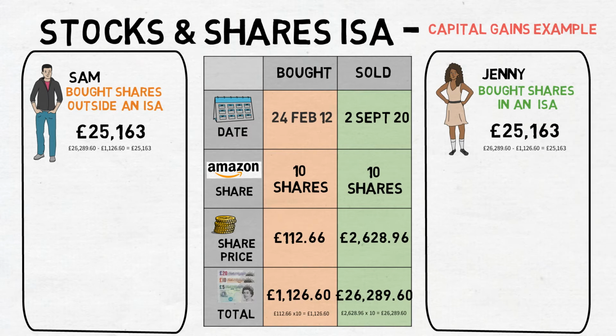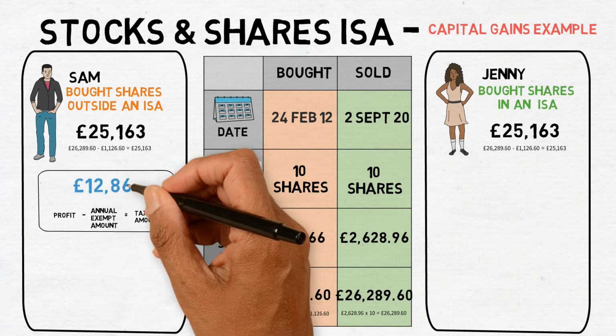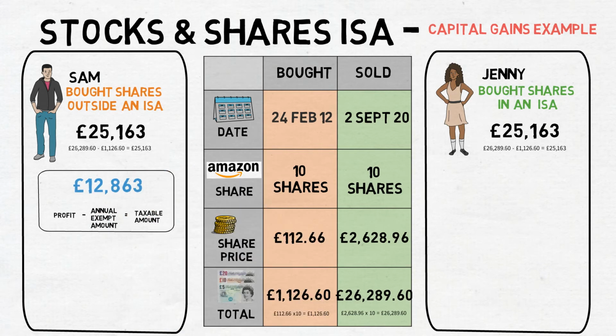However, as Sam did not buy his shares through an ISA and the gain is above the annual exempt amount, he must pay capital gains tax. Capital gains tax is paid on the profit remaining after subtracting the annual exempt amount. This is £12,863. Note, I've added the calculations to explain the numbers in this example.